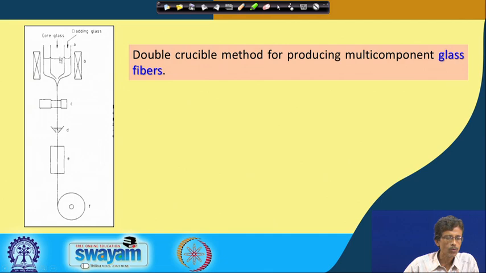So, you see these two concentric crucibles: one is the bigger one and inside you have the other one. You also have these pores, and through that pore the melt is coming out, and that melt will be frozen and then ultimately spun. The basic concept behind this double crucible method is that you have two concentric crucibles, and if you heat them, you will get the corresponding melt of the two components.